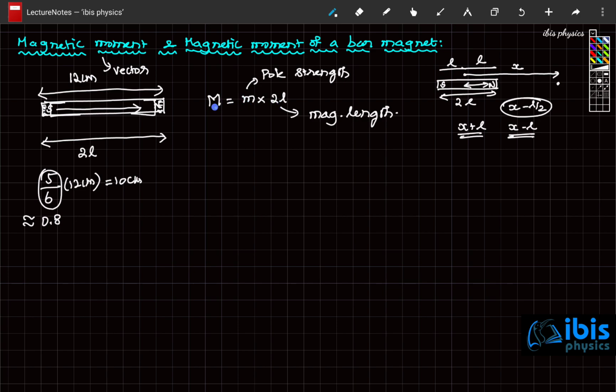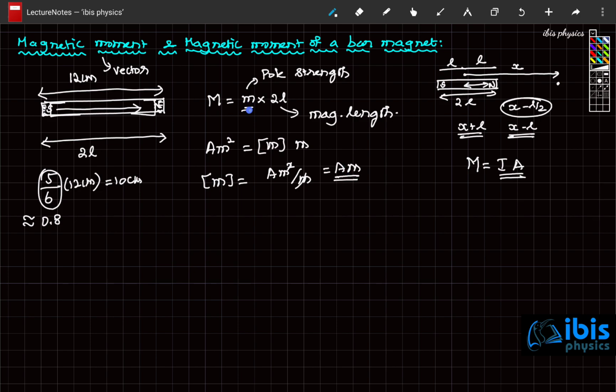In the modern definition, we are going to prove that this magnetic moment is a product of current and area. So the magnetic moment's unit is ampere meter square, and for pole strength, we do not know the unit, let us assume, and its length, the 2L, has unit meter. So the unit of pole strength is ampere meter square by meter, which is ampere meter. This is the unit of pole strength.